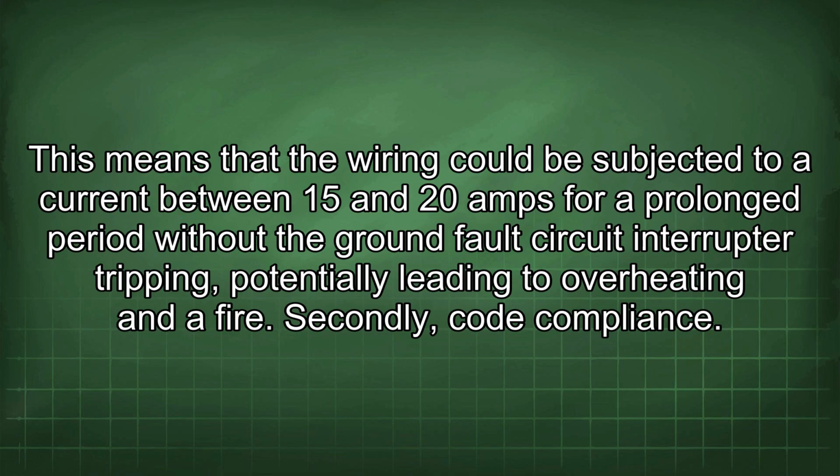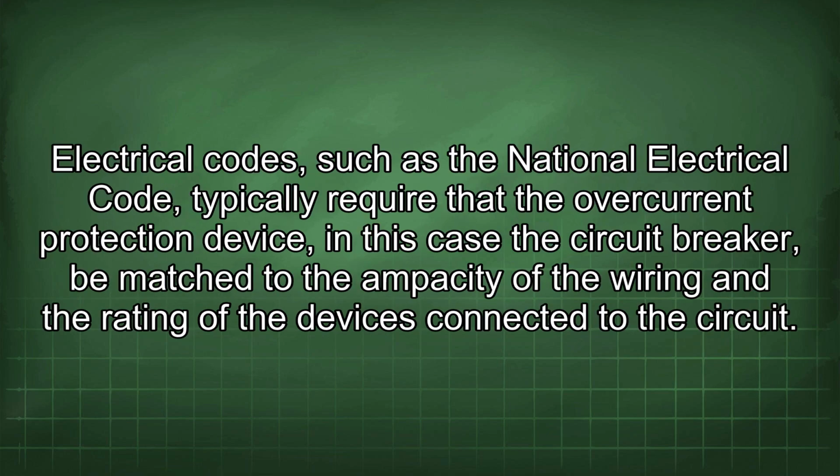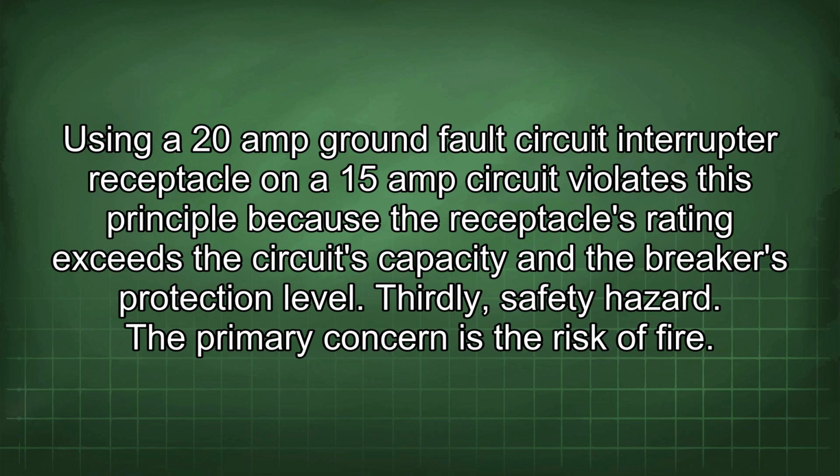Secondly, code compliance. Electrical codes, such as the National Electrical Code, typically require that the overcurrent protection device, in this case the circuit breaker, be matched to the ampacity of the wiring and the rating of the devices connected to the circuit. Using a 20 amp ground fault circuit interrupter receptacle on a 15 amp circuit violates this principle because the receptacle's rating exceeds the circuit's capacity and the breaker's protection level.